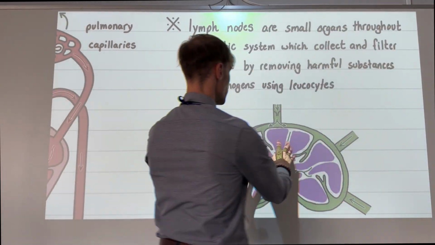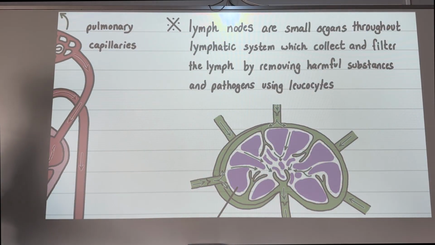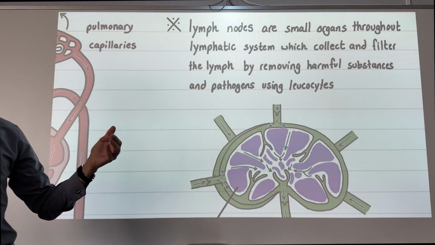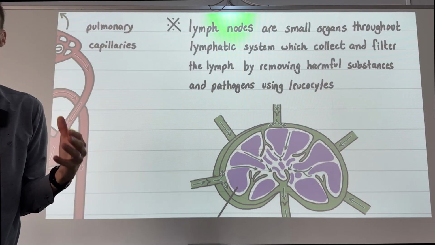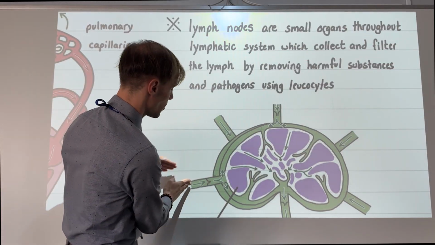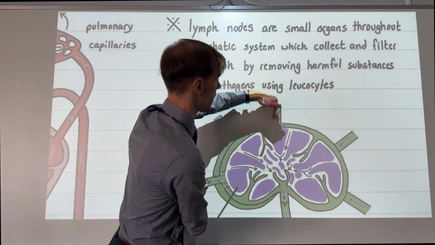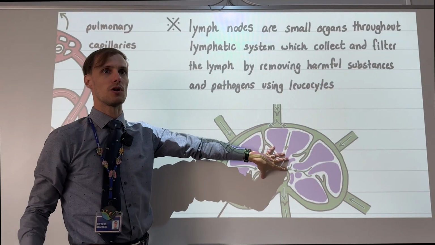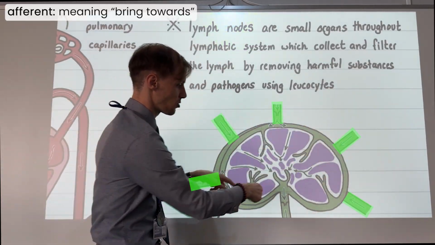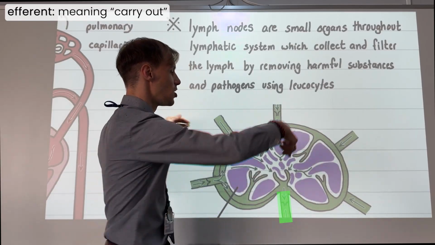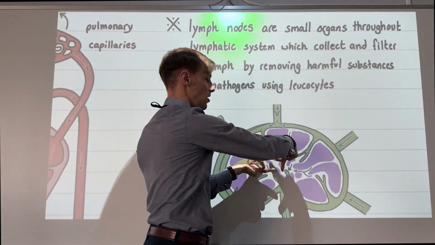A lymph node is a small organ located throughout your lymphatic system. In fact, you have many lymph nodes throughout your system. So what's the point of them? Well, notice you have a bunch of different lymphatic vessels all feeding into this one node. These would be called afferent lymphatic vessels, meaning coming in, and this would be an efferent lymphatic vessel. So all of this stuff is coming in here.